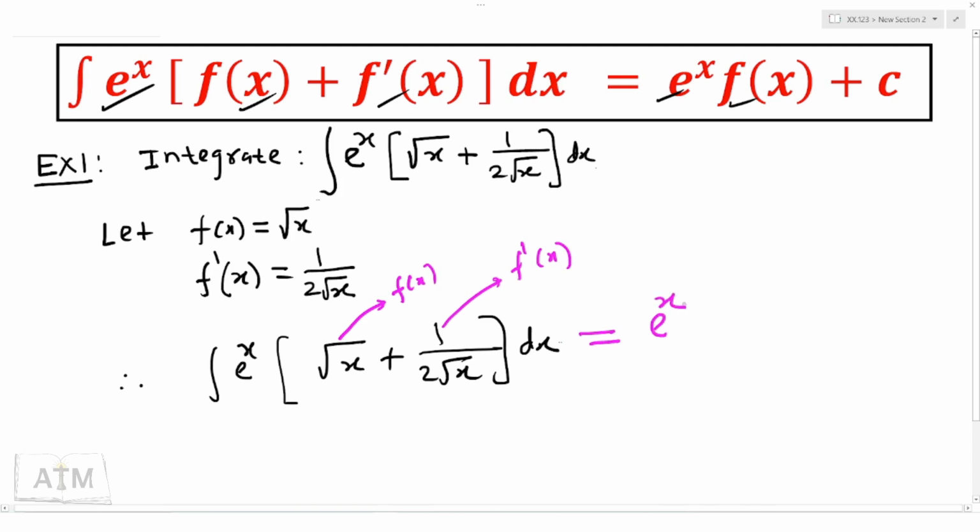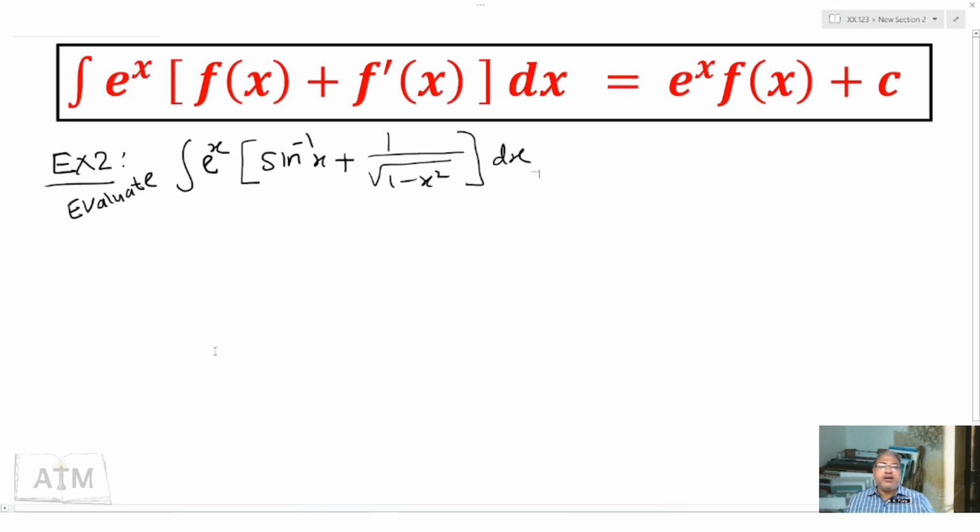So e raised to x, what is f of x? f of x is root x, plus c. So it can be written properly: root x into e raised to x plus c is the solution. So the answer of this question is nothing but root x into e raised to x plus c. This is the answer. One more example.